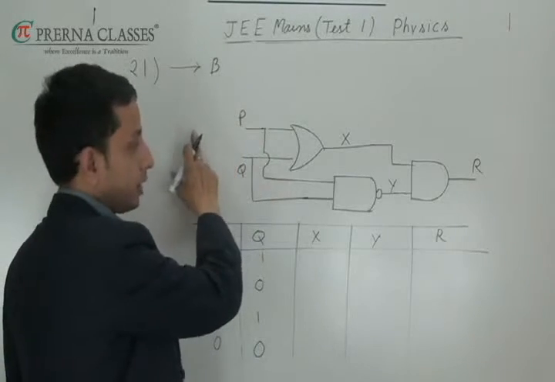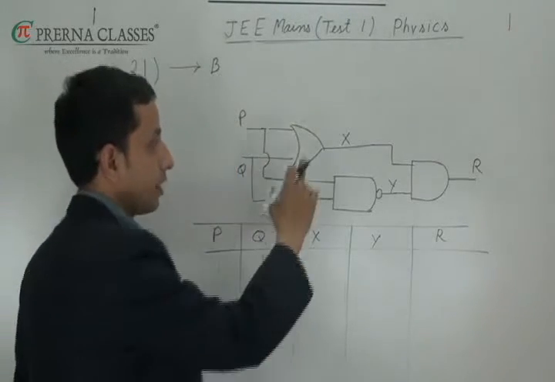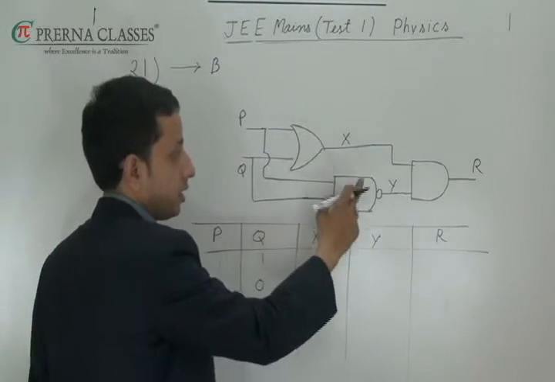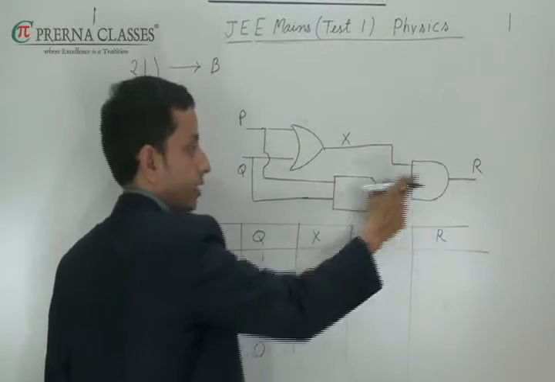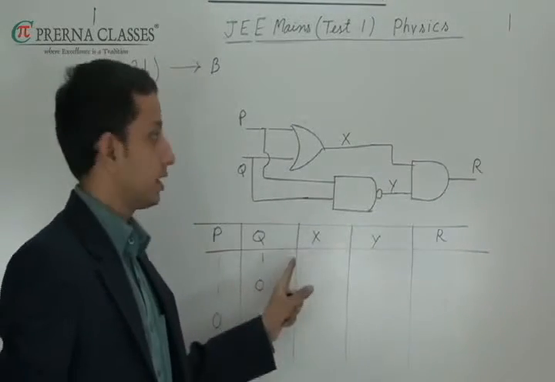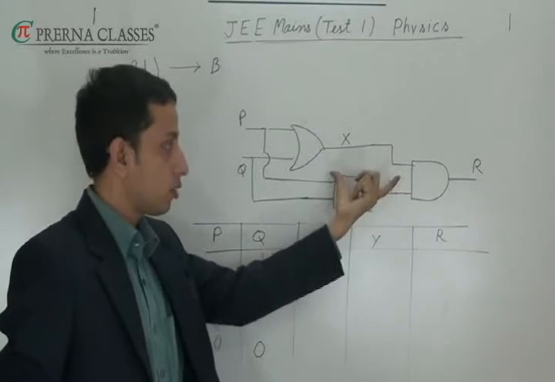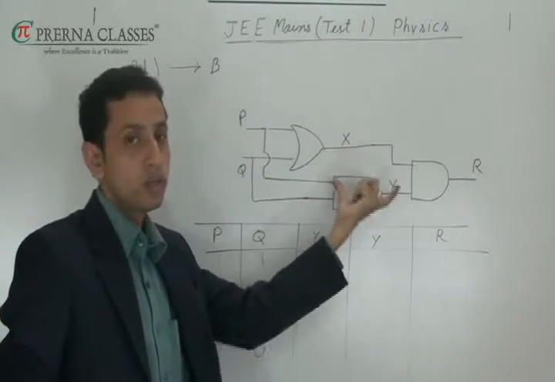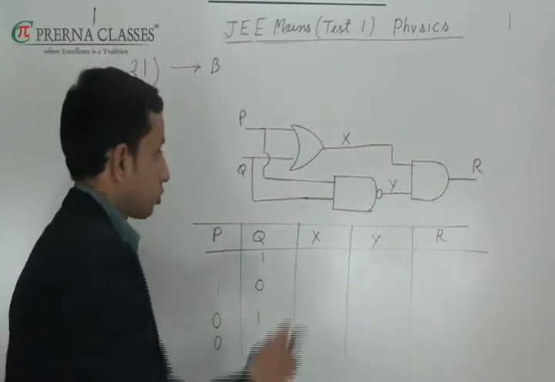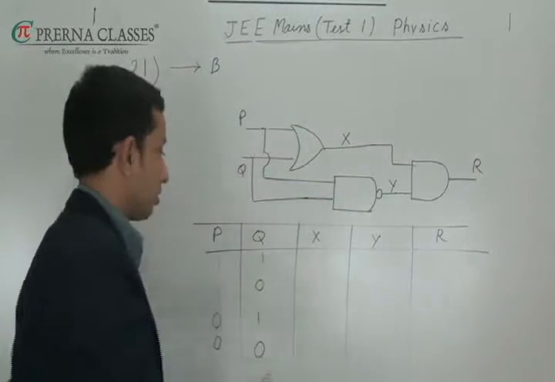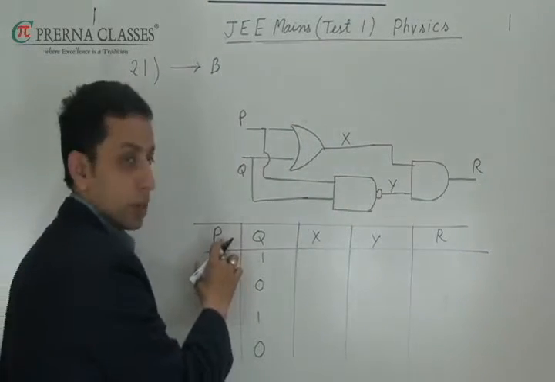Come to question number 21. In this question we have been given 3 gates: OR gate, NAND gate and AND gate. And we have to finally tell what this combination gives. Means what will be the one gate corresponding to these 3 combinations. So this we will solve using a truth table. So inputs are P and Q.